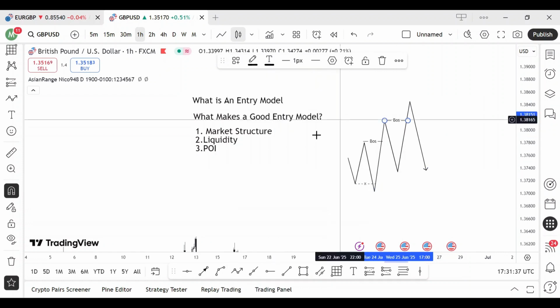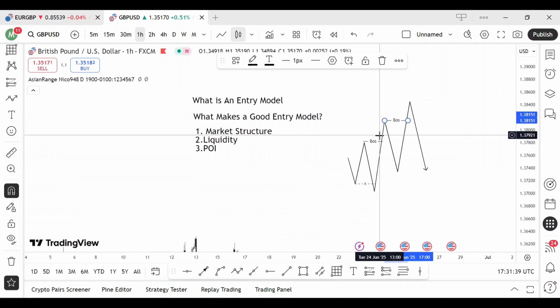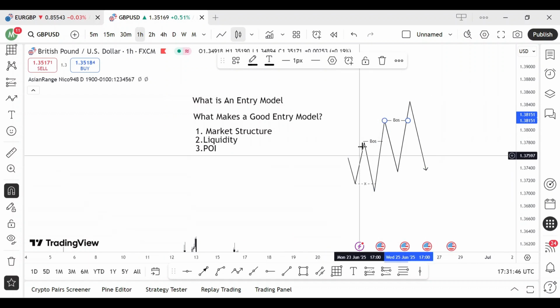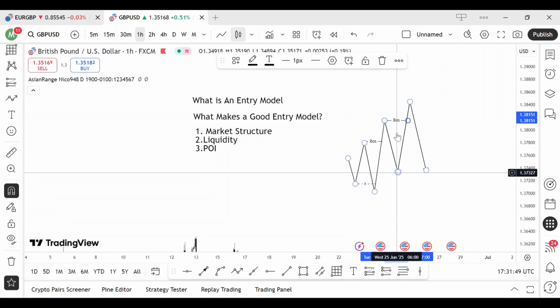Now this has passed our first checklist. We have checked the box for structure. This signifies that the market is bullish. The market is in an uptrend. Why? Because the market is giving us a series of higher highs and higher lows.